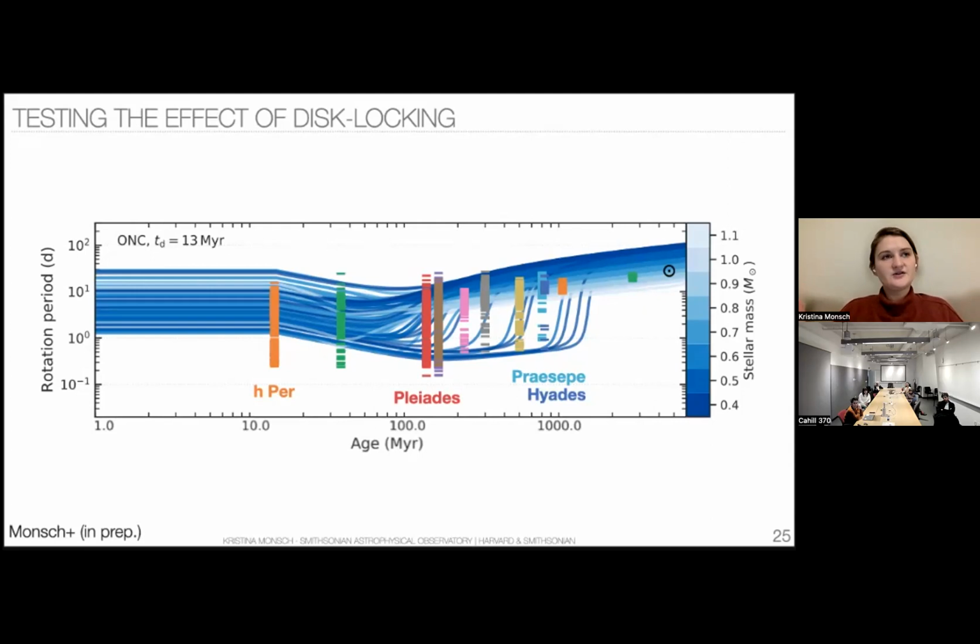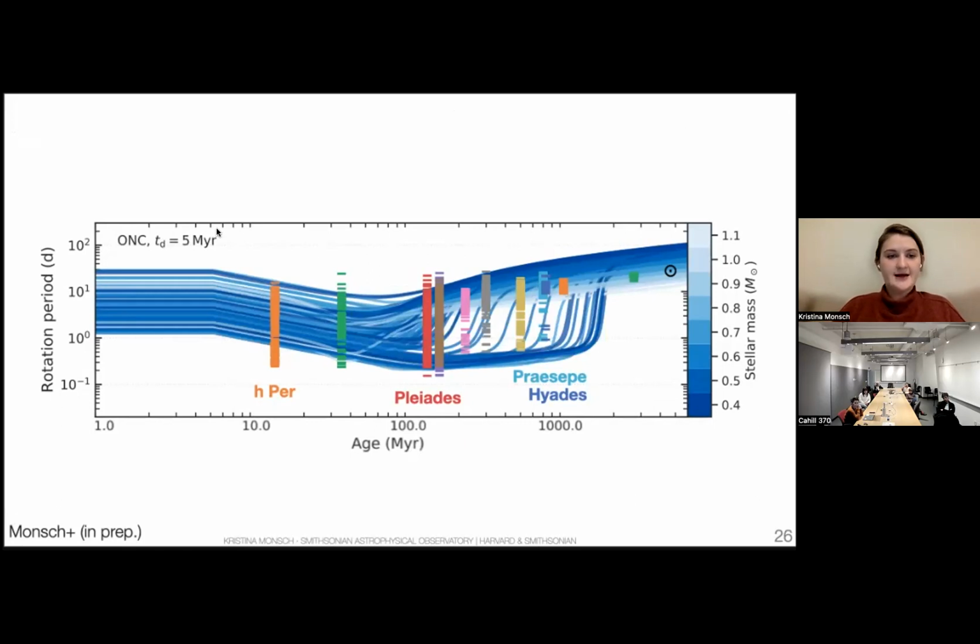So it's safe to assume that most disks will actually have much shorter disk lifetimes. So that's why the second test was to use 5 million years as a constant disk lifetime, and we already do a better job. So I'm going between both plots. We already do a better job in reproducing the fast rotators, but it's still not very good for the fastest rotators.